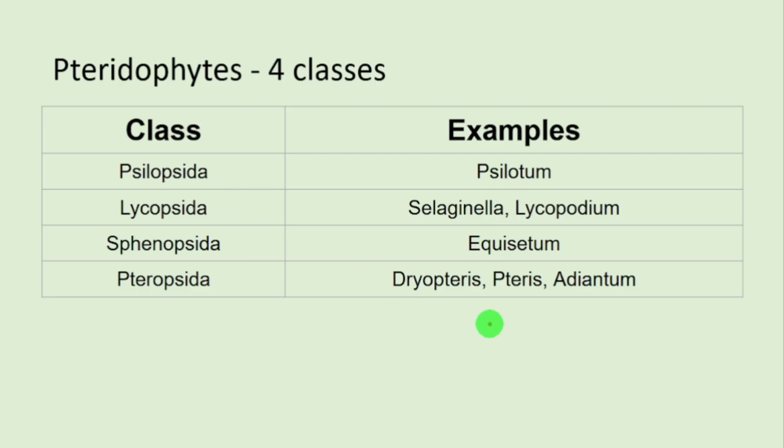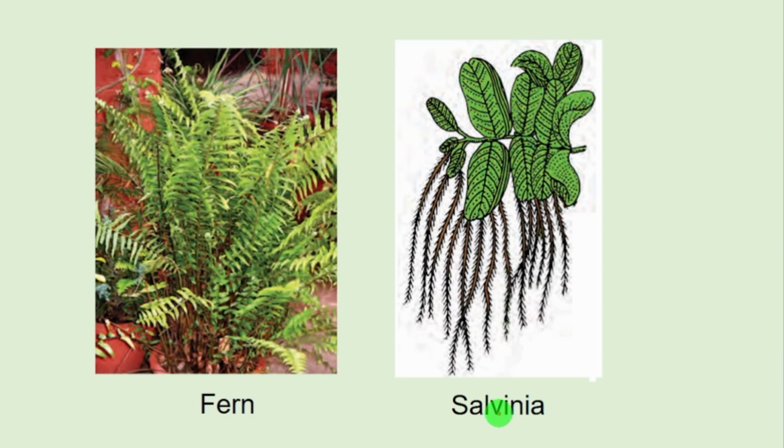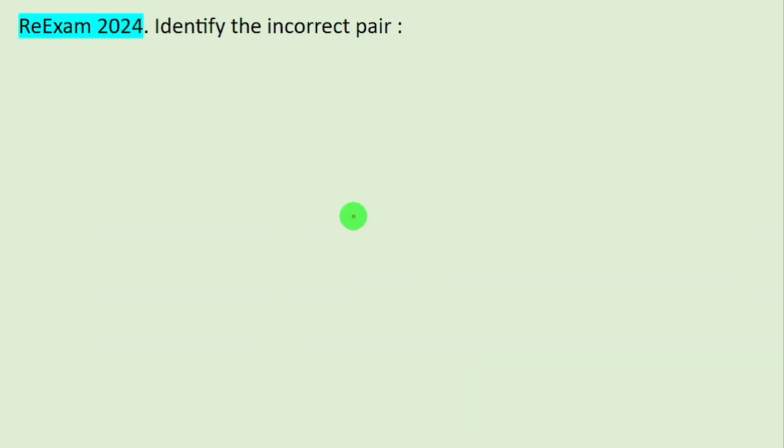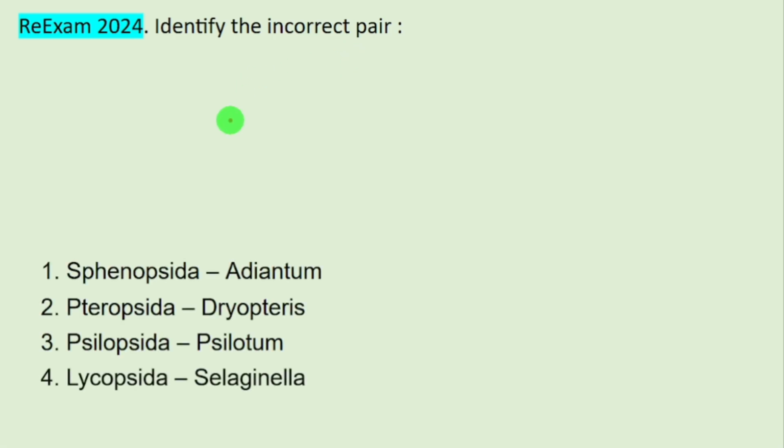In addition, there are Fern and Salvinia. So see, based on this information, there was this question in re-exam 2024. Identify the incorrect pair. So in this question, the class and examples are given. You will have to identify the incorrect pair. So Sphenopsida, it has Equisetum. It is not Adiantum. So first option is incorrect and this is our answer.